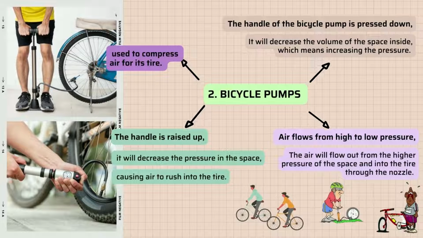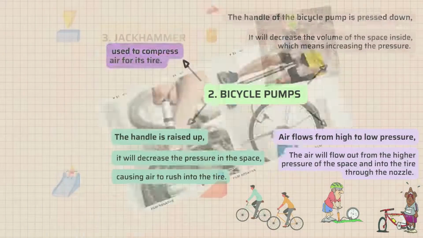Next is bicycle pump. It's used to compress air into its tire. When the handle of the bicycle pump is pressed down, it will decrease the volume of the space inside, which means increasing the pressure. Since air flows from high to low pressure, the air will flow out from the higher pressure of the space and into the tire through the nozzle. Then, when the handle is raised up, it will decrease the pressure in the space, causing air to rush into the tire.